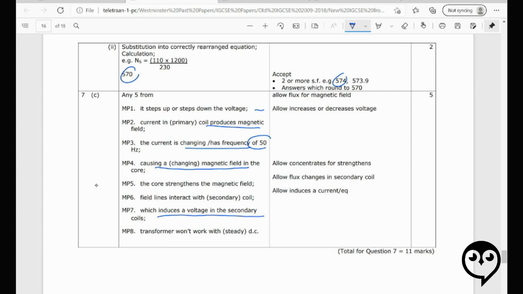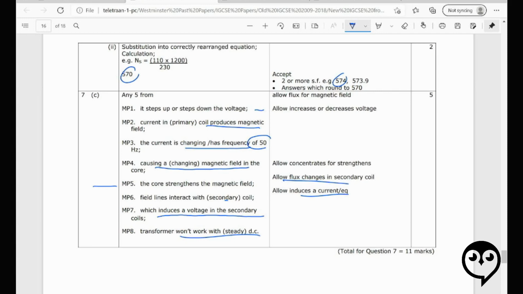You could also mention that the core strengthens the magnetic field. That's true. You could have a very primitive transformer of just two coils side by side, and it will work, but it's not going to work as well. So mention the core and why it's there. Field lines interact with the secondary coil. Yeah, the changing magnetic field lines, that changing flux is going to change in the secondary coil, which is what induces the current we had said. And it won't work with DC. You could say that. So plenty of things you can say.